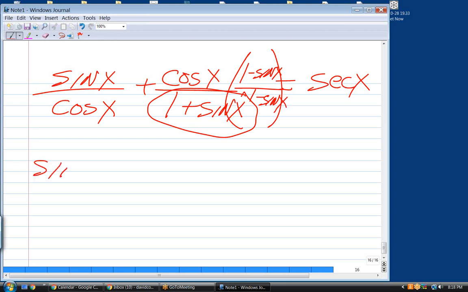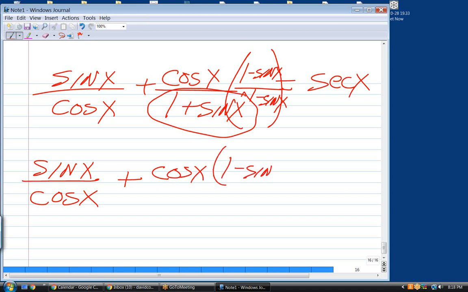Okay, here's what you're left with. And again, I'm never distributing that, because you'll see why. That cosine x always gets taken out. And if you distribute it, you've actually gone in the wrong direction. Now the bottom, because I'm multiplying 1 plus sine times 1 minus sine, that's the difference of squares factored, so I know it's the difference of squares.